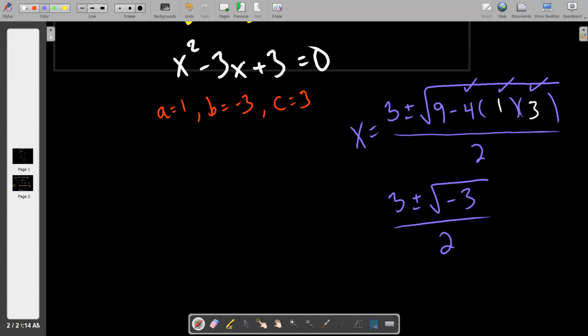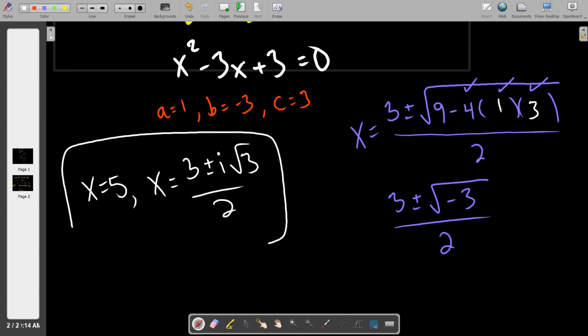So my answers are, remember we earlier got x equals 5, and then we can put comma, x equals 3 plus or minus i root 3 over 2. Put a big old proud box around it. There you go. Okay, you ready for round 4?